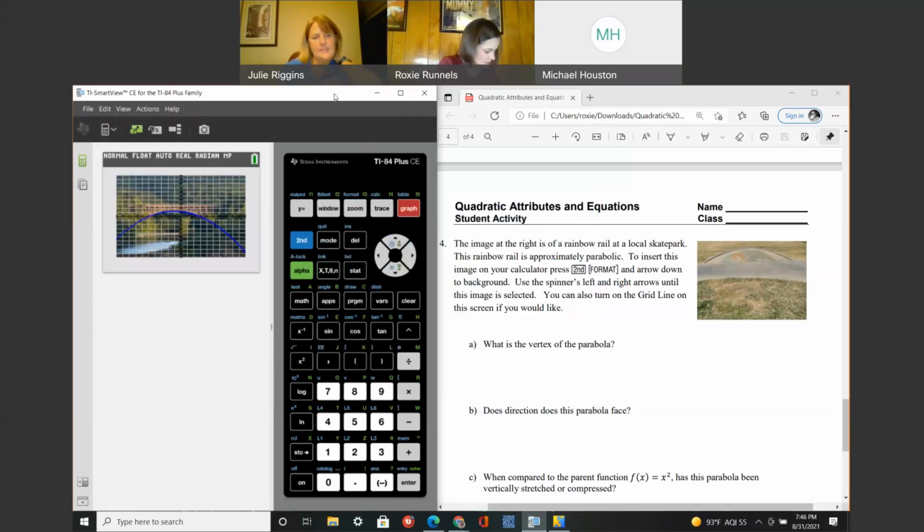And Roxy, that TI Connect, where do you get that? That is on the TI website. So you can do a Google search or go to education.ti.com, and it's one of those software downloads. Okay. Very good.